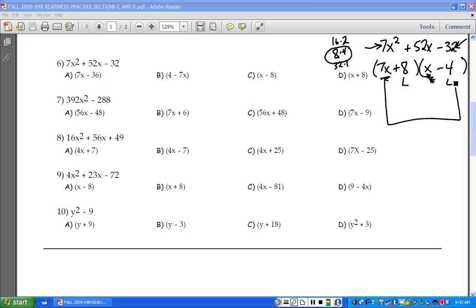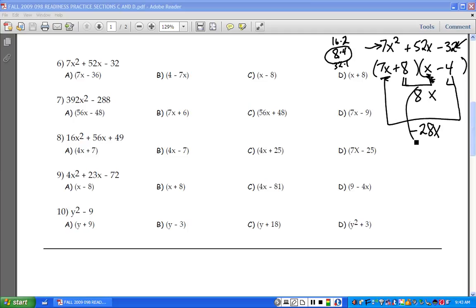So on the outside, when we combine, we get a negative 28x. And on the inside, when we combine 8 and this x, we get 32x. Oh, excuse me, I'm saying 32. I'm looking at that 4 over there. This is just an 8. So it's just an 8x on the inside. 8 times x is 8x. 7 times the negative 4 is the negative 28x.